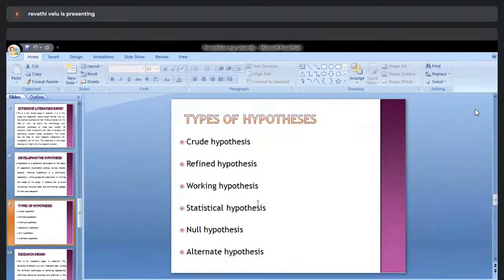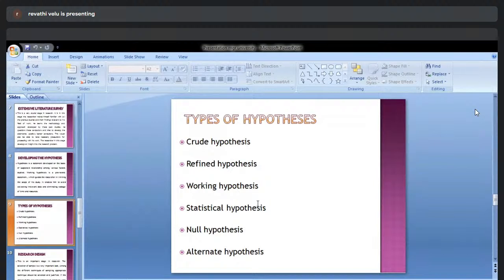So here are the various types of hypothesis. All of this you have done in your statistics also. Various types of hypothesis: the first one is crude hypothesis, the second is refined hypothesis, the third is working hypothesis, the fourth is statistical hypothesis, the fifth is null hypothesis, and the last one is alternative hypothesis.